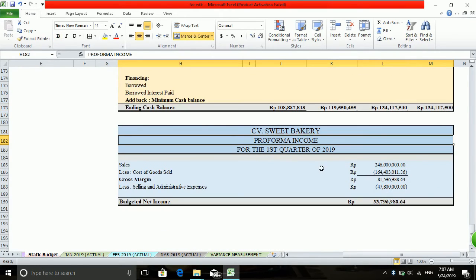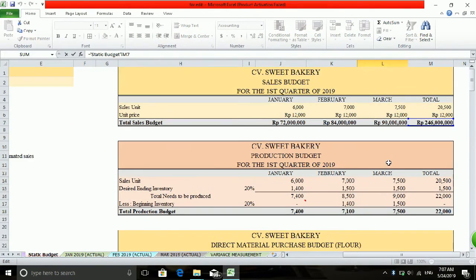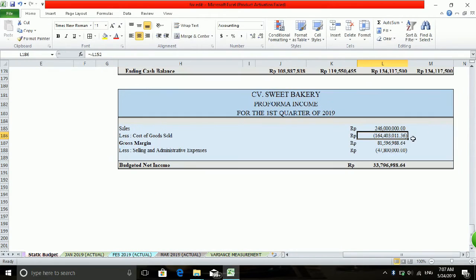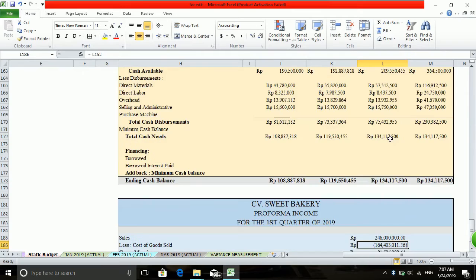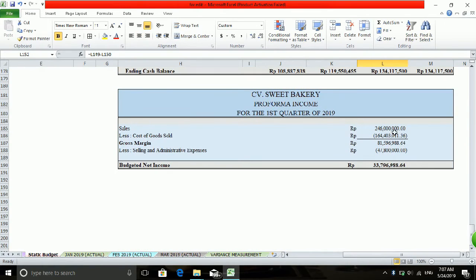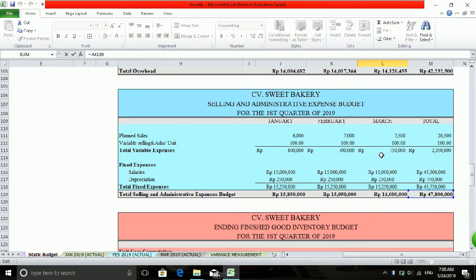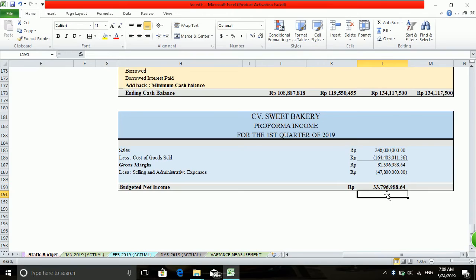Next is the pro forma income statement. Sales: we get the sales figure from the sales budget, using the total sales budget. Cost of goods sold, we get it from the cost of goods sold budget. Sales less cost of goods sold and we will get the gross margin. After we get the gross margin, less it with the selling and administrative expense. You'll get it from the selling and administrative expense budget, and you'll get the budgeted net income.